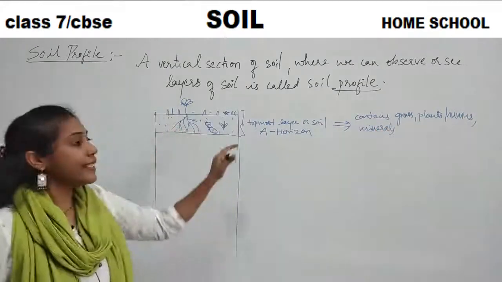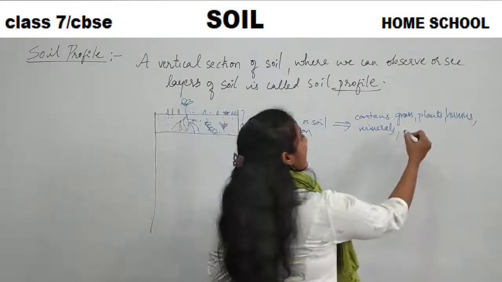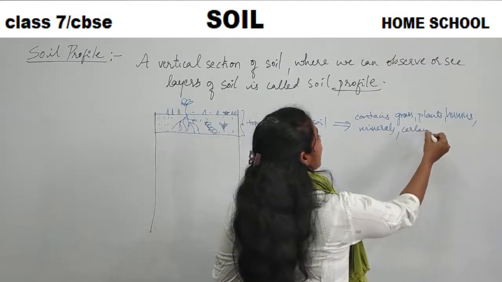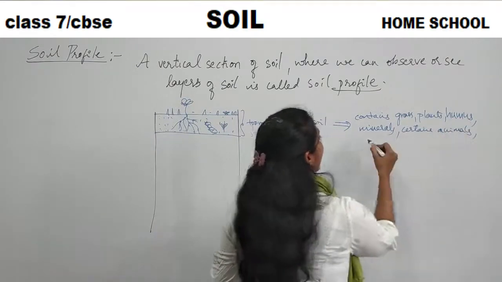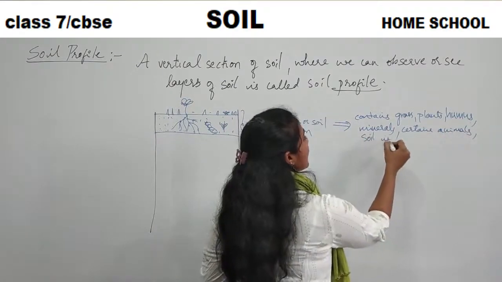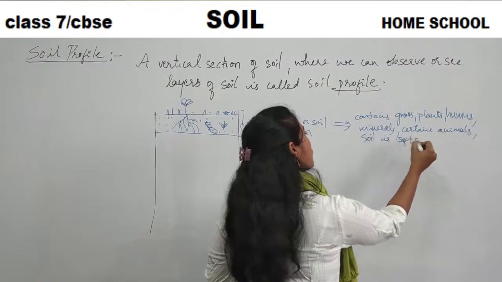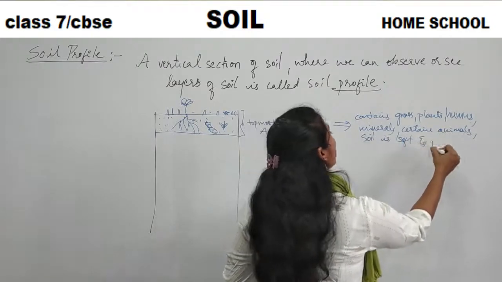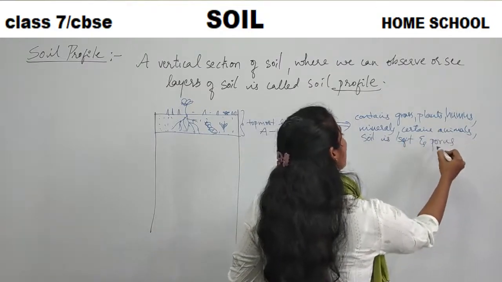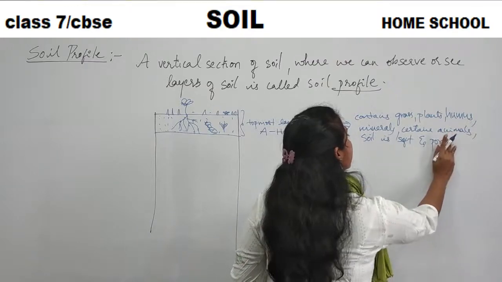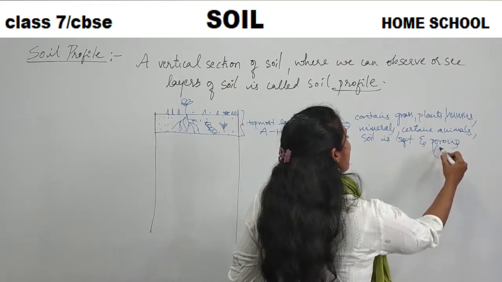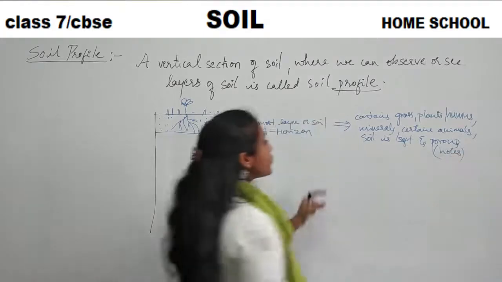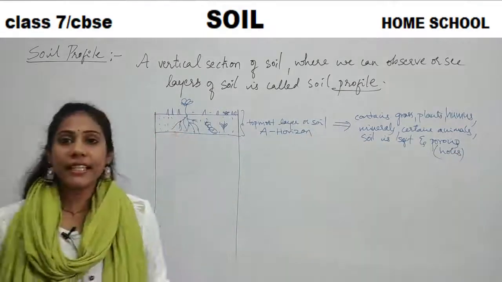Minerals, this soil contains minerals, okay, and certain animals, okay, and the soil is soft. So topmost soil is soft and porous. What do you mean by porous? Porous in the sense having holes. What do you mean by pores? Holes. Okay. So this is how the topmost layer looks like.